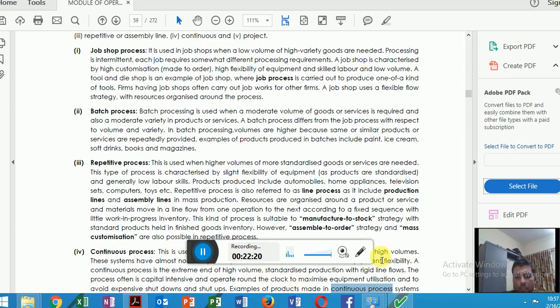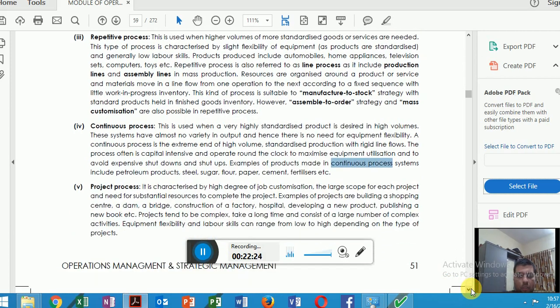After this, the fourth part is the continuous process. As the name itself is self-explanatory, continuous. It means that if there are four processes which are required, as an example, to convert the raw material into finished goods. What are the finished goods which are made under continuous process? You can take an example of cement, paper, fertilizers, etc.